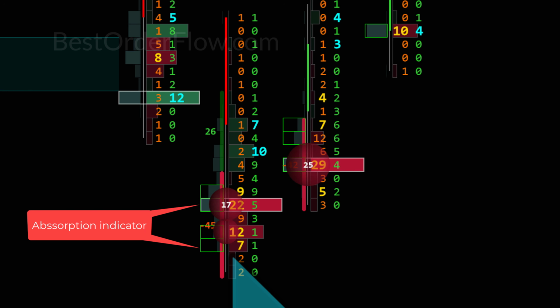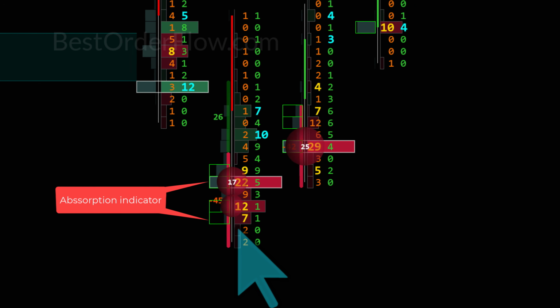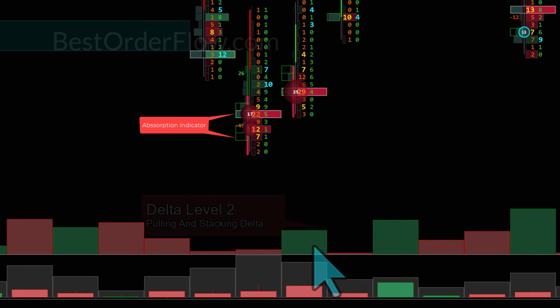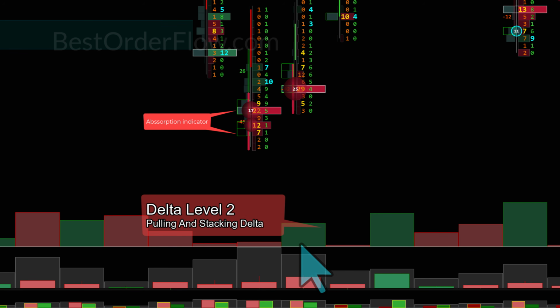How do I know it? Just because we have another interesting indicator that you have probably never seen before. This is the delta level 2 indicator. This indicator here is the delta level 2. It is the delta between the pulling and stacking on the level 2 activities on the DOM.